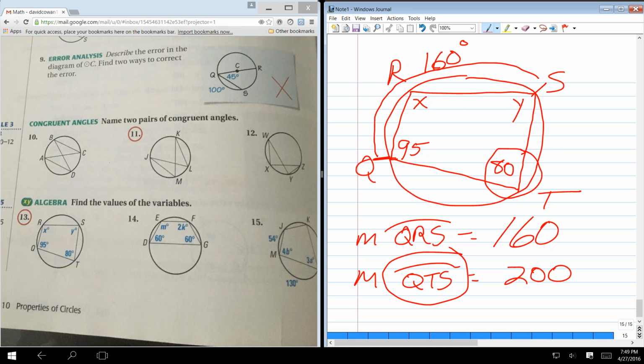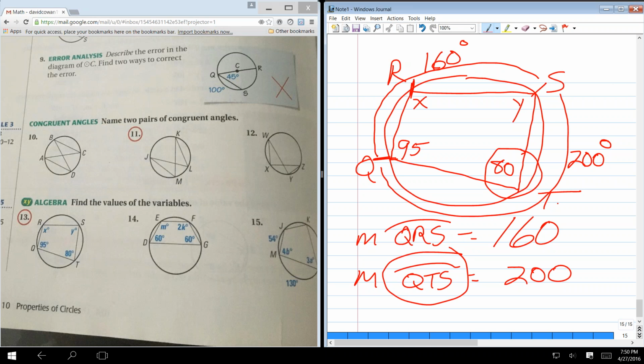So that arc, QTS, would be equal to 95. Now hold on. We figured out the arc measurement already. That's 200, because the whole circle is 360. We figured out that this arc was 160. So going the other way has to be 360 minus 160, 200 degrees. And that arc, QTS, is subtended by which angle? 95. Nope. 95 subtends RST.